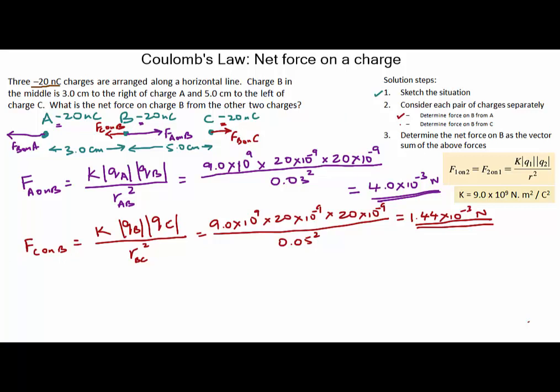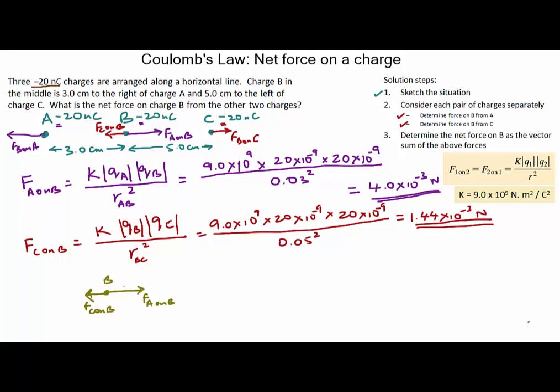So that completes the second part of step 2, and now we are on to step 3, which is to determine the net force on charge B. I've got two forces. I simply have to add them as vectors, as we did in Physics 1. To show that, I'm going to reproduce the diagram here at the bottom. So here's charge B, here's F A on B, and here's F C on B. And the sum of those two would be the net force on B.